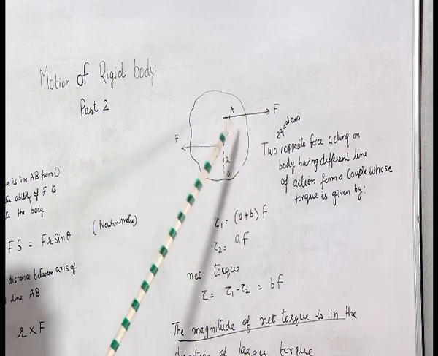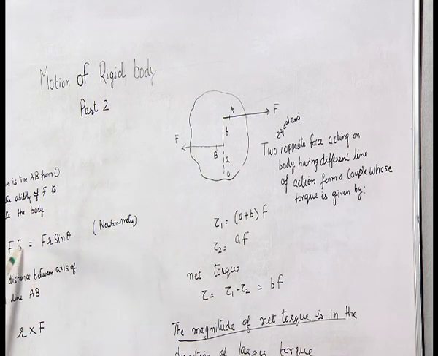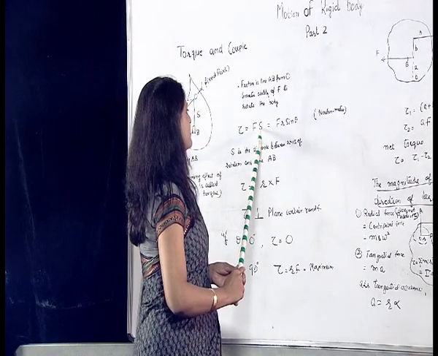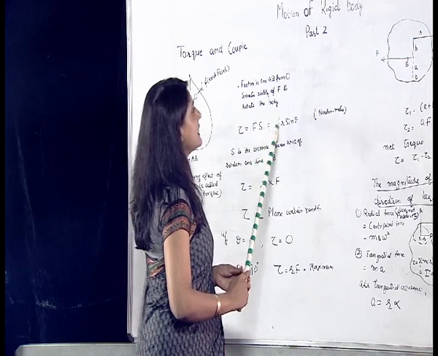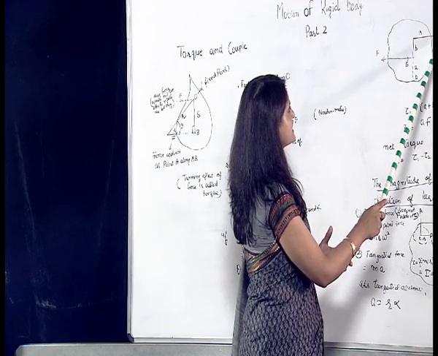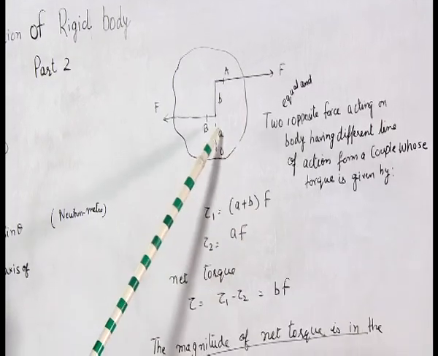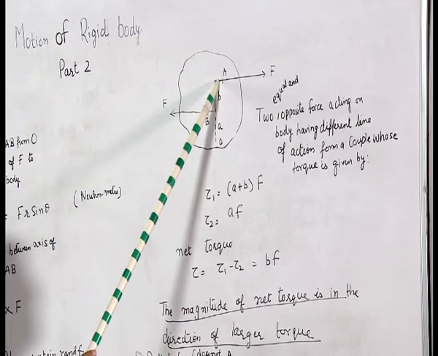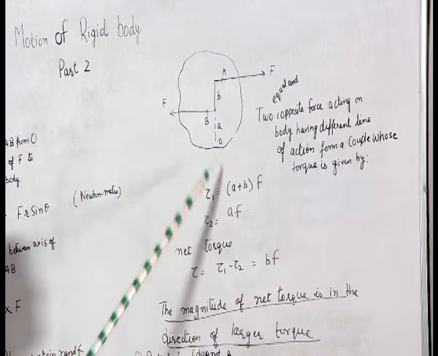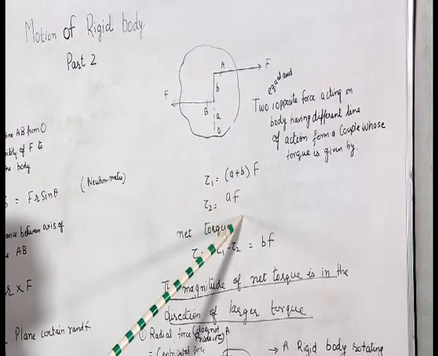So, according to our definition of torque, torque is given by F s, that is, the force applied and the distance between the axis of rotation and the line of action. Therefore, we have tau 1 given by (A plus B) F, because the distance is A plus B. While for torque 2, the distance is A, and then we have F, so it is equal to A F.